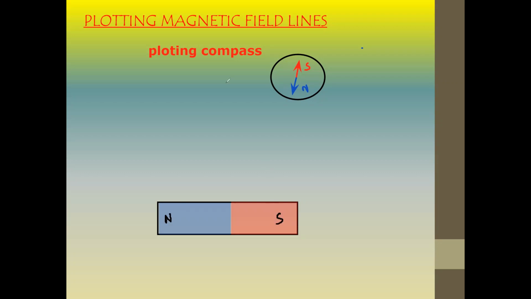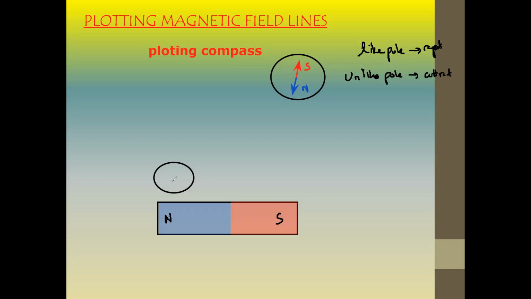Now, how to plot a magnetic field? We place a compass here next to the magnet. When we place a plotting compass next to the magnet, we know according to magnetism that like poles, if identical poles are there, they will repel. And if there are unlike or opposite poles, what will they do? They will attract. So like poles repel and unlike poles attract each other.